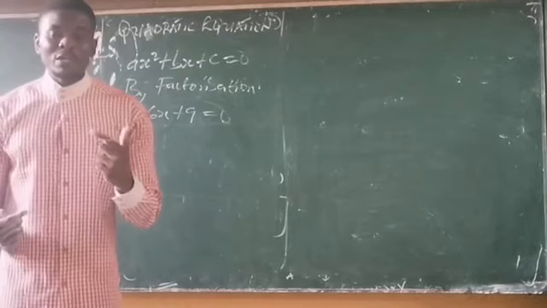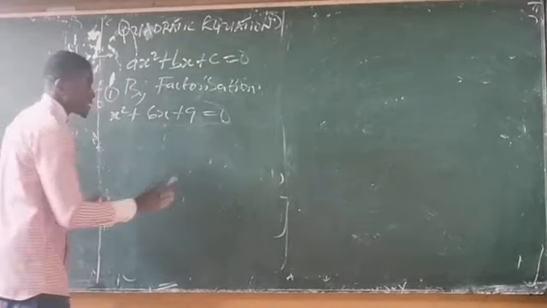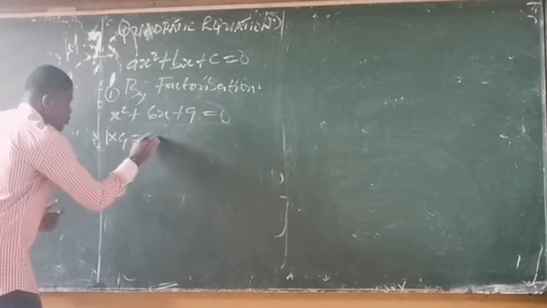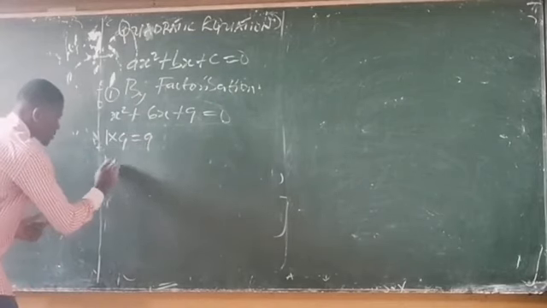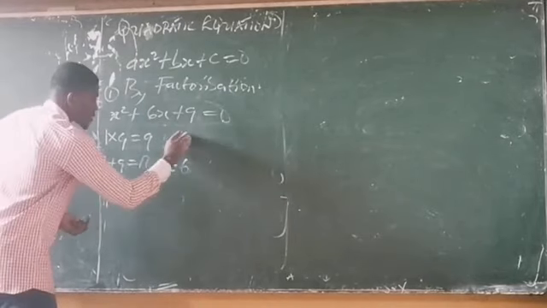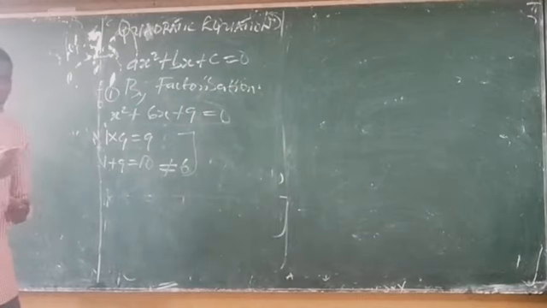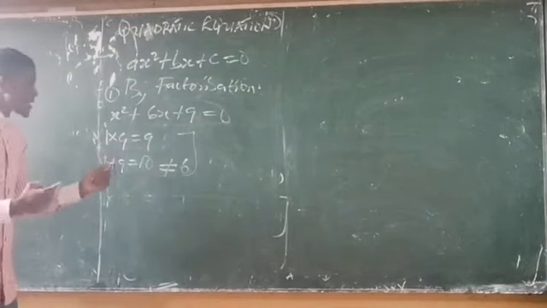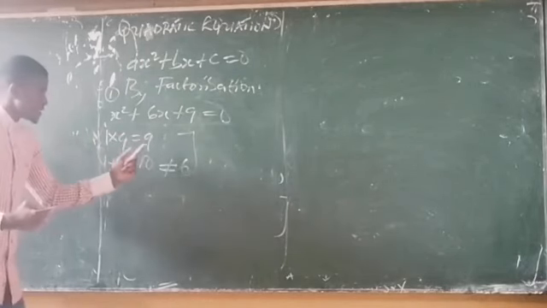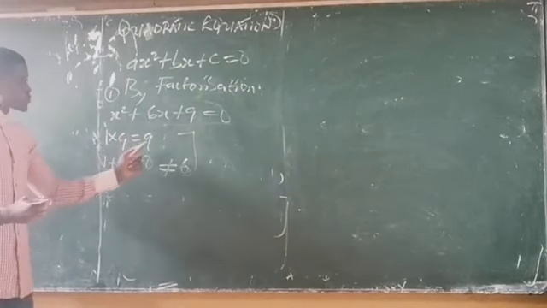Look for 2 numbers such that when you multiply these 2 numbers, you have the constant term, 9. Now let's try it and see. First of all, we know that 1 times 9 is equal to 9. But 1 plus 9 is equal to 10 and not equal to 6. So it means we cannot use these 2 numbers. In this case, 1 times 9 is 9, but 1 plus 9 is 10, which is not equal to the middle term, which is 6. So we cannot use this number.